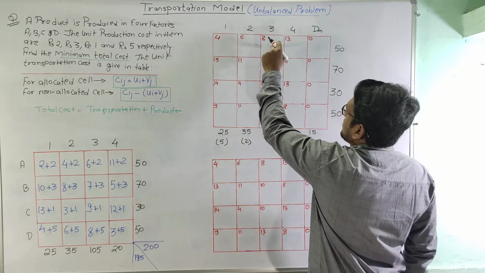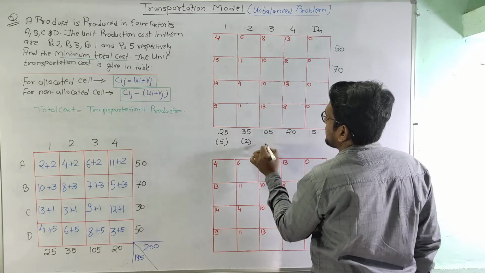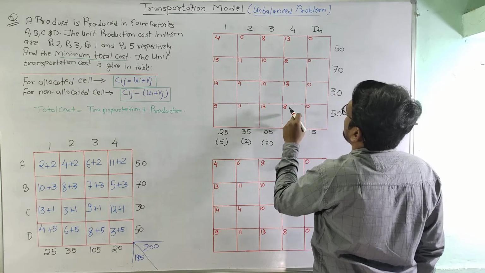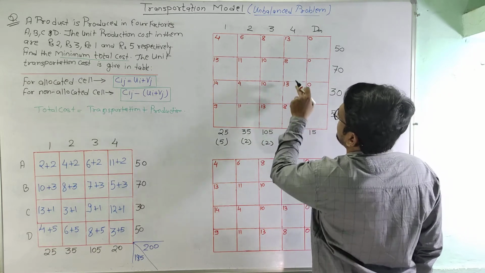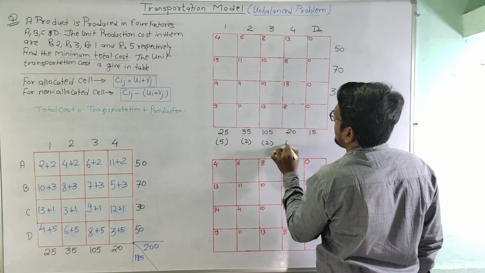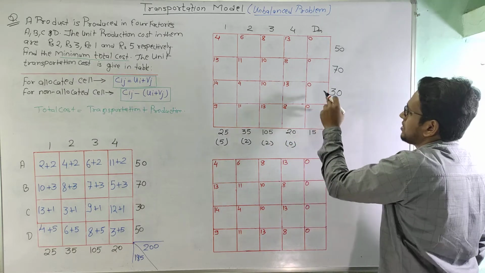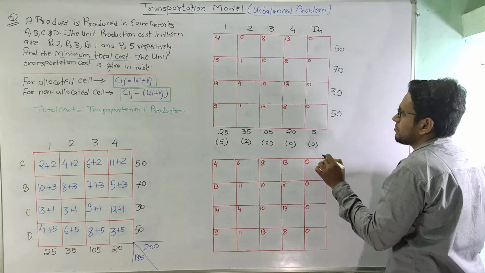Here lowest is 8, second lowest is 10, difference is 2. Here lowest is 8, second lowest is also 8, so difference is 0. Here the difference is 0.